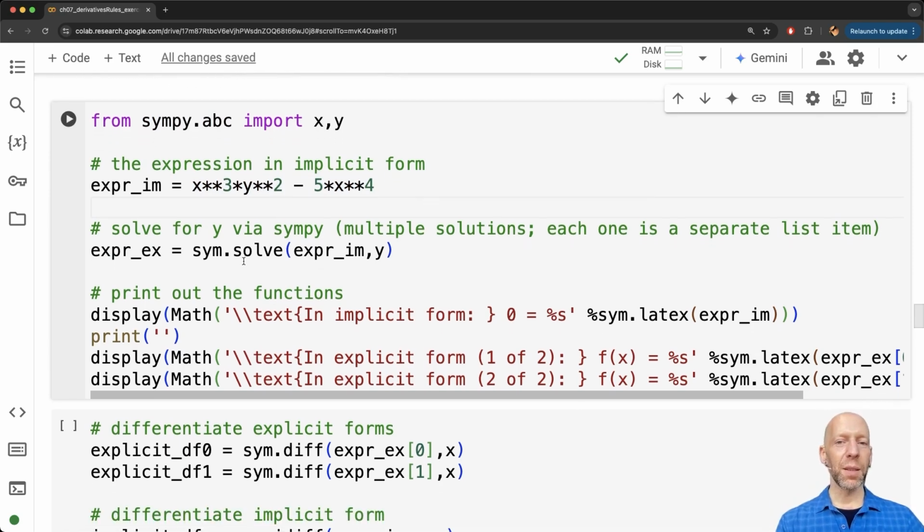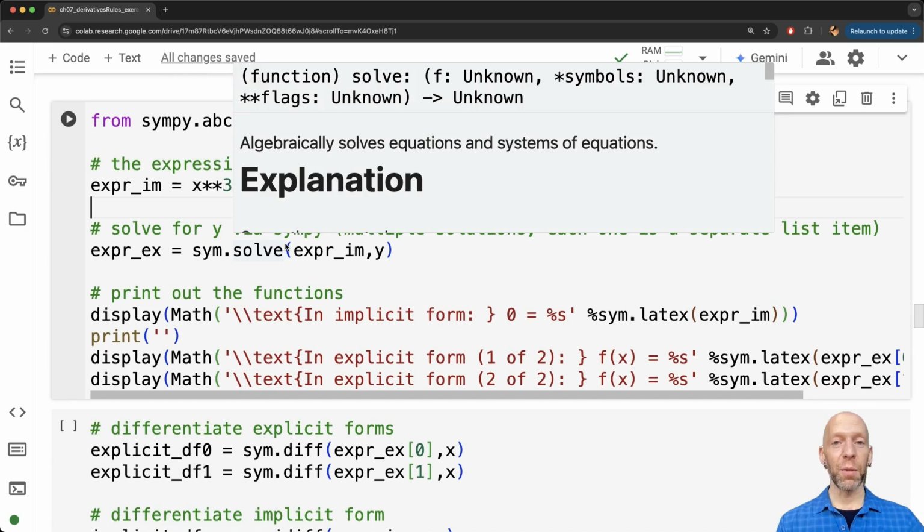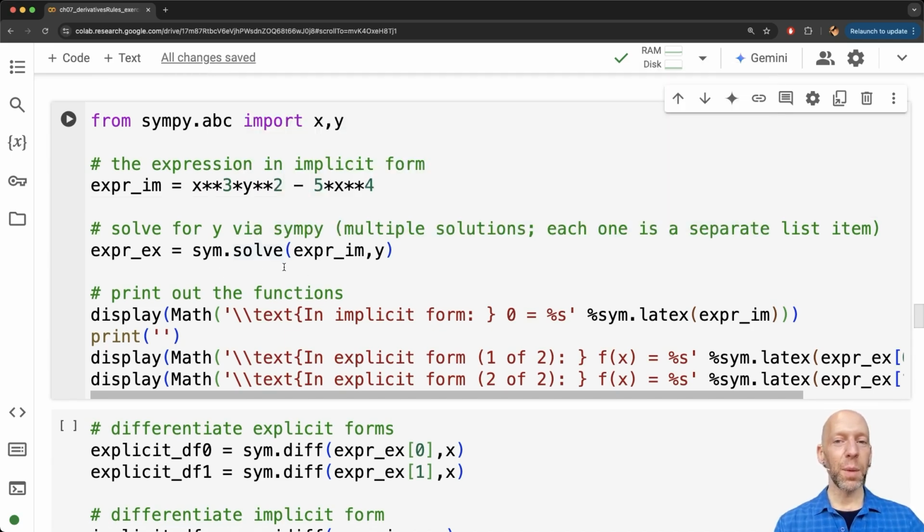And now here we can solve for y. The trick to solving for y is to use sym.solve, and you put the expression as the first input and the variable that you want to solve for in the second input. Now, very often we've been using sym.solve to solve an equation for 0, but that's not what we want to do here. We want to solve the equation for y. This is how you can solve for one variable in a multivariable function.